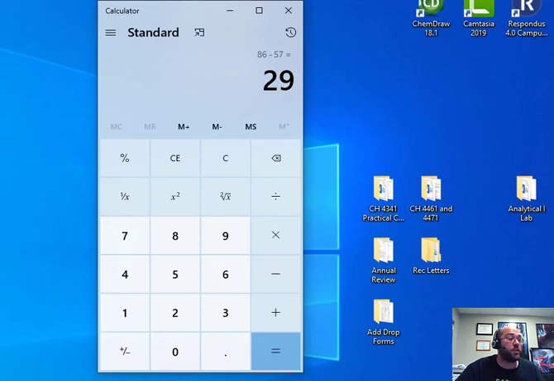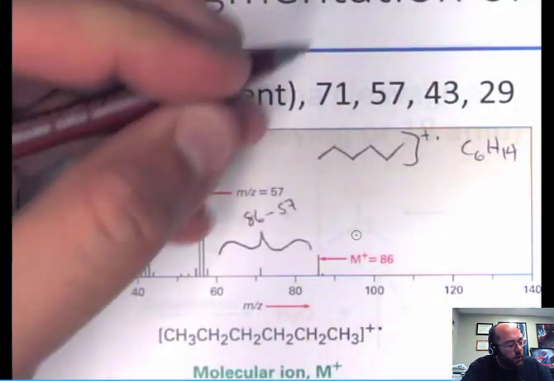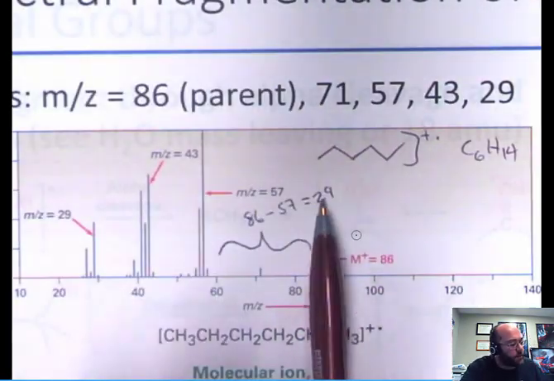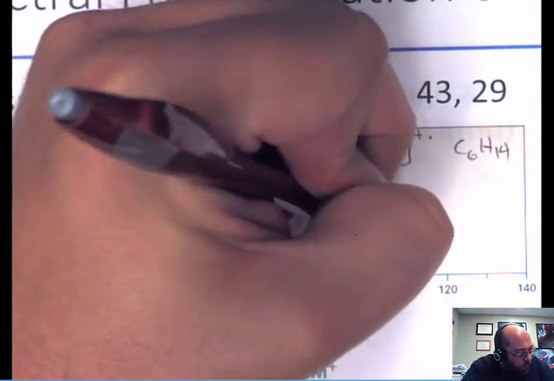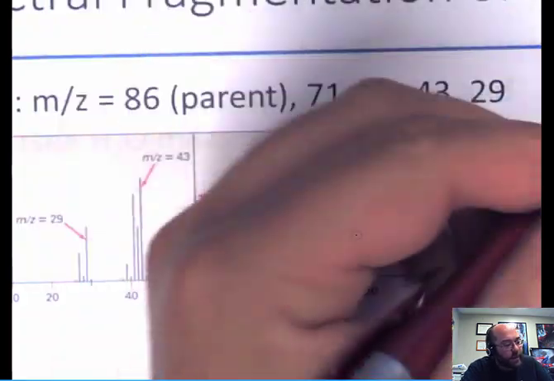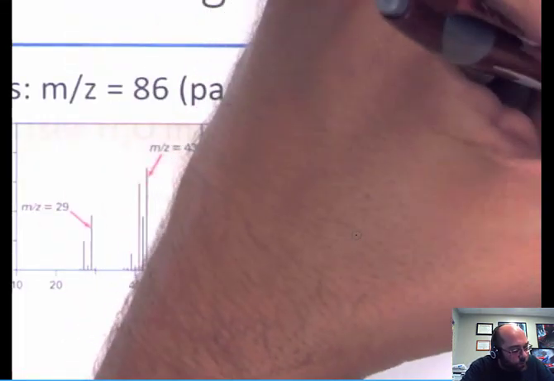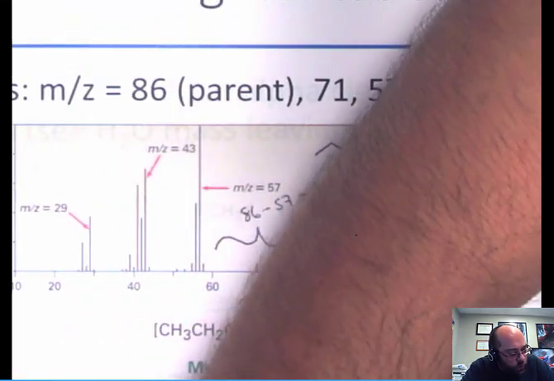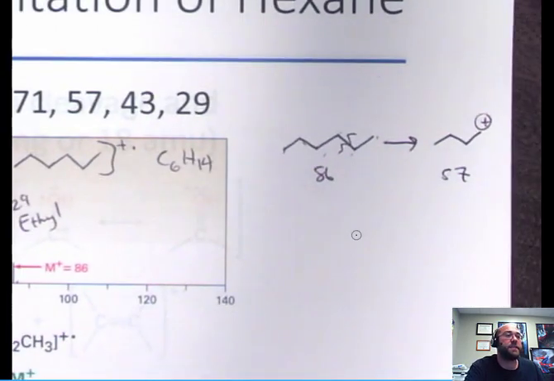Well, we actually just talked about this a second ago. This mass difference is an ethyl. So that equals 29. That tells me that a CH2CH3, or an ethyl mass, came off. So to go from 2, 3, 4, 5, 6, which is 86, to 57, that means that a CH3CH2 had to have been cut off. So what I'm going to see here is 1, 2, 3, 4, 2, 3, 4. I'm going to see that as my 57 fragment.